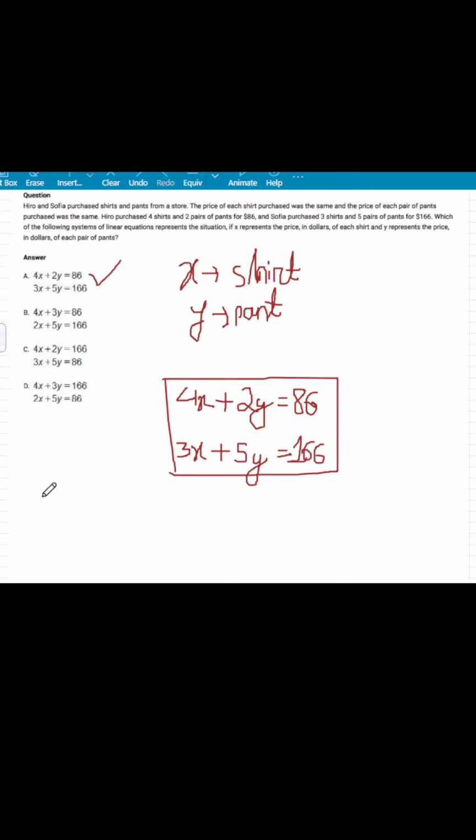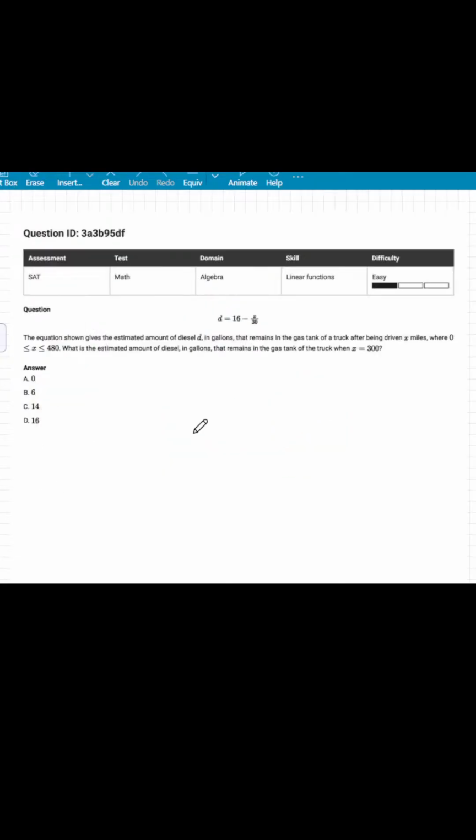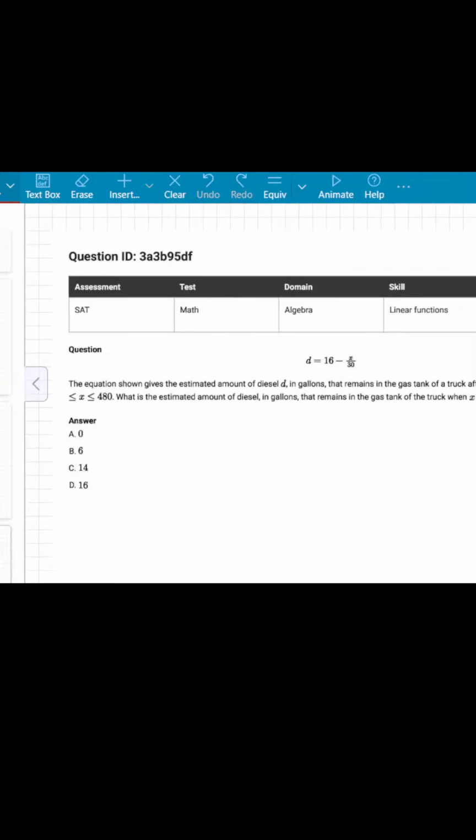Okay, now let us go to the next one. Here there is an equation given: d is equal to 16 minus x by 30. Let me zoom it. It is given that d is equal to 16 minus x by 30.